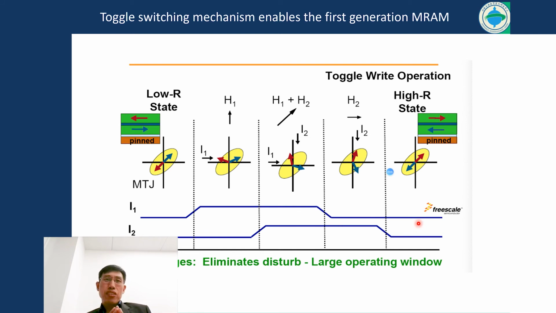So this method has an obvious advantage. We can eliminate this disturb term, because as I showed in the SOT channel, we send the current to a number of MTJs. If we don't use this toggle mechanism, there could be some disturb with the shared SOT switching. So this mechanism can help to overcome this issue.